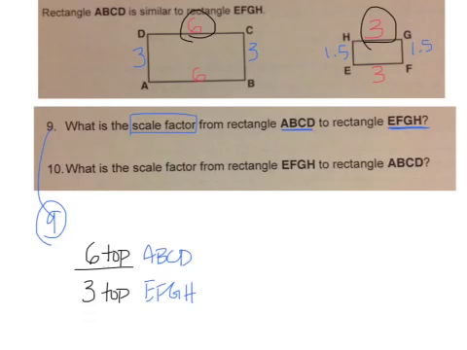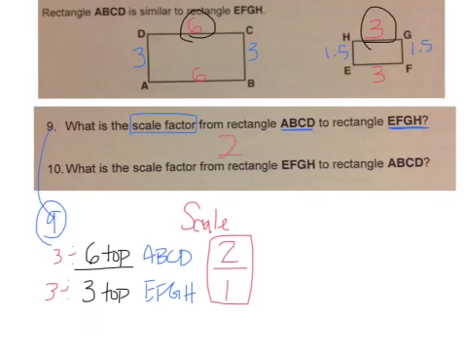Okay. Can that ratio be reduced? Because right now the big one is 6, the little one is 3. Hopefully you are saying that yes, I can divide both of those by 3. If you divide 6 by 3, you should get 2. If you divide 3 by 3, you should get 1. So the scale factor for number 9 is 2 to 1. The big rectangle is twice as big as the small rectangle.